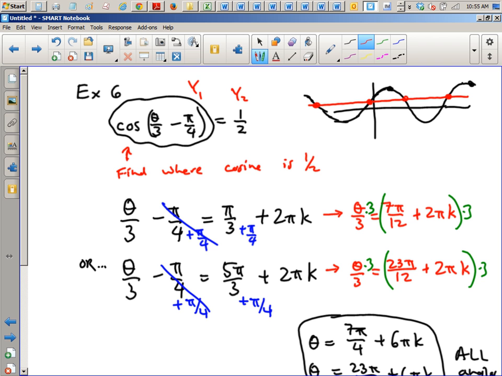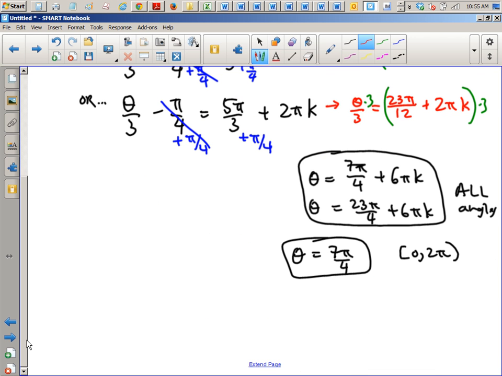The problem is the calculator is going to give you decimals for everything, which isn't what we want. We're supposed to be solving with exact values. So those little red dots I just drew, those are the answers, and obviously there's an infinite number of them. And here are the actual answers: 7 pi over 4, plus 6 pi k. And this is the only dot that fits between 0 and 360.